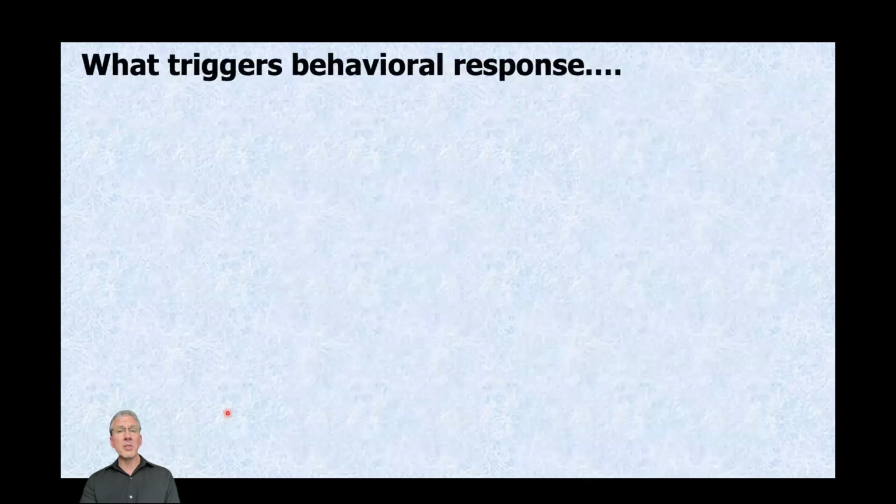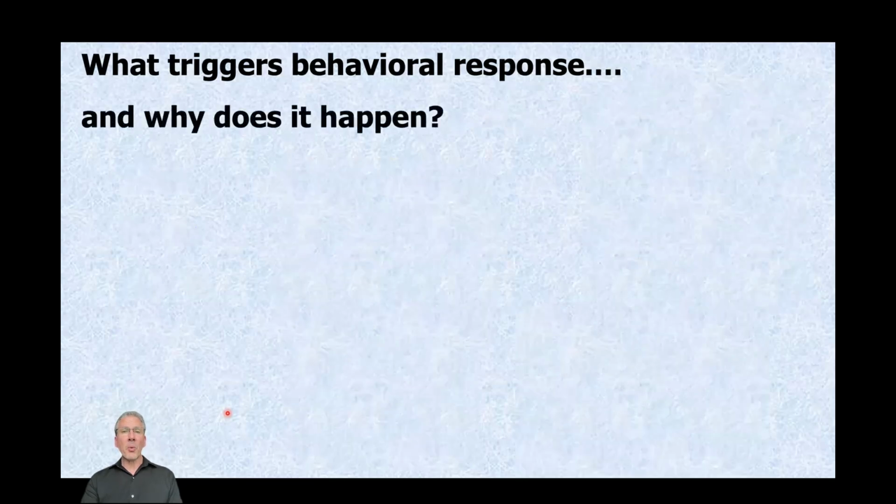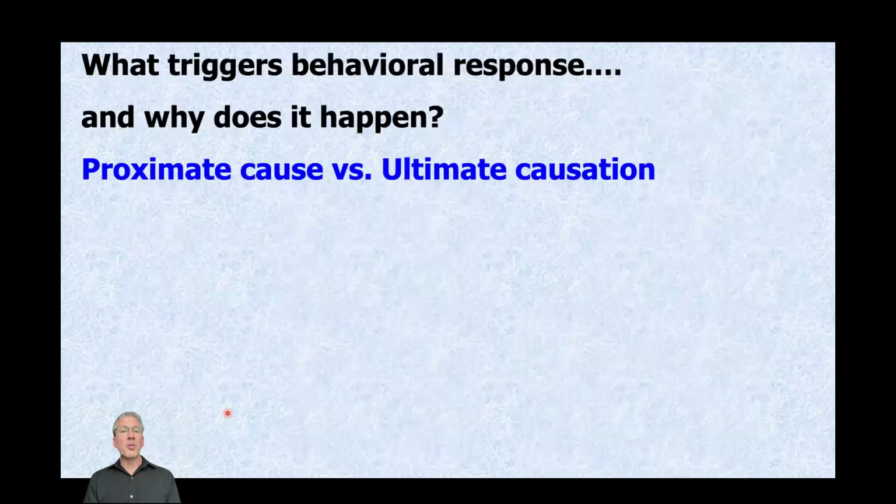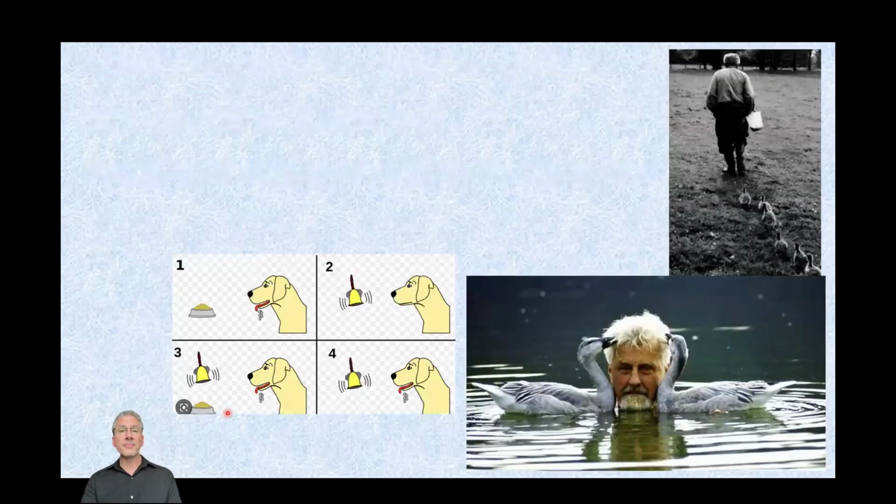When we think about these behaviors, we can think about questions at two levels. First of all, what is it that actually triggers those behavior responses? And furthermore, why do they happen? What are the evolutionary selective pressures that led to the evolution of those types of behaviors? So when we think about questions at these two levels, we're really talking about proximate cause versus ultimate causation. Proximate cause refers to what triggers a behavior response, and ultimate causation refers to why it happens. What led to the evolution of those types of behaviors?